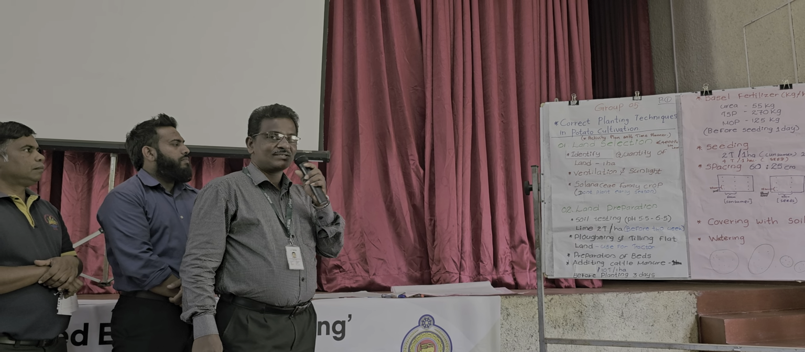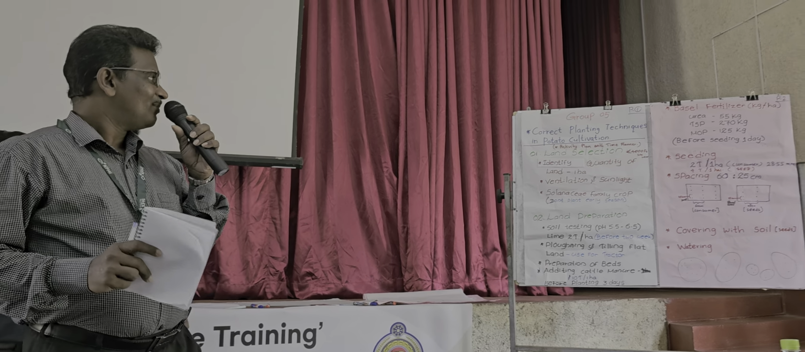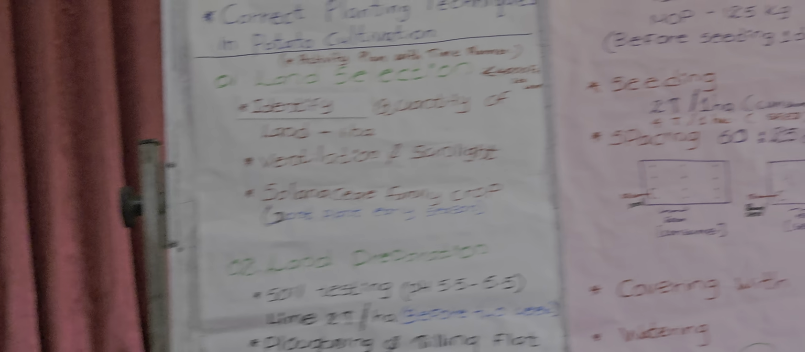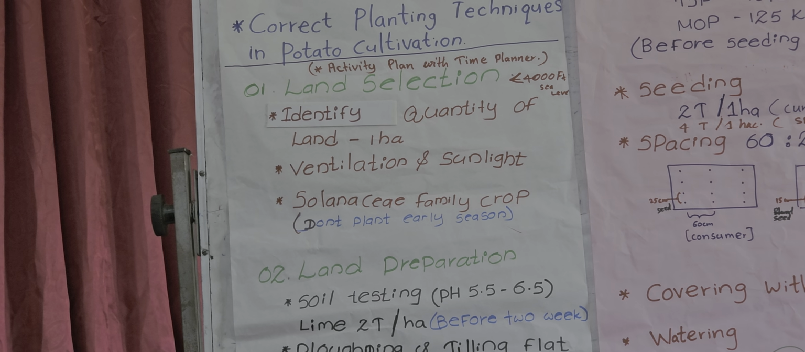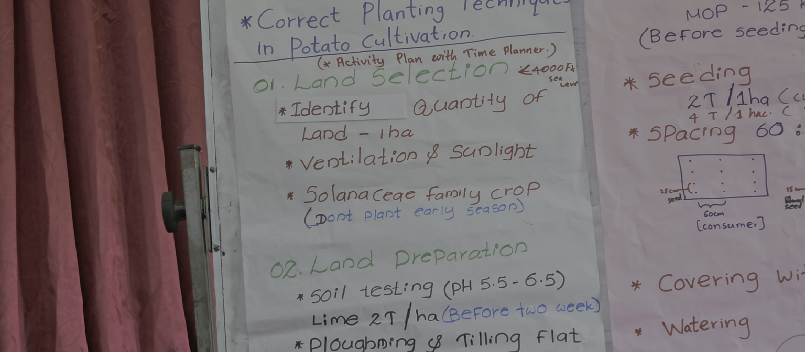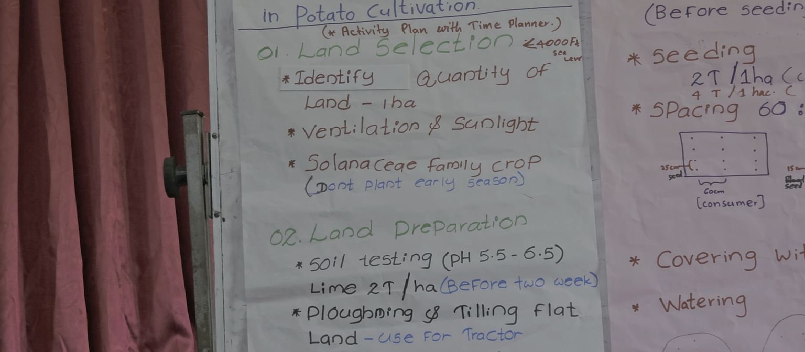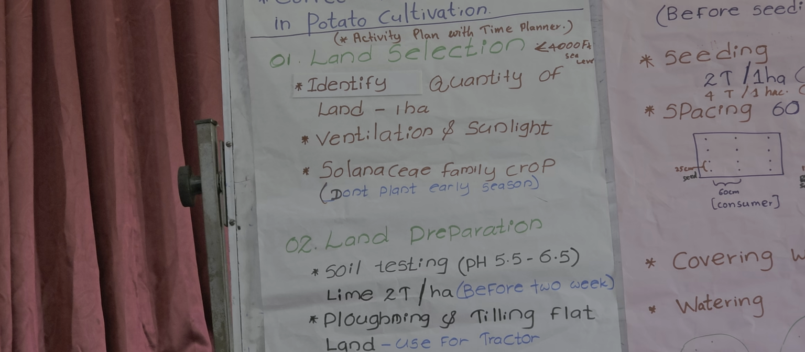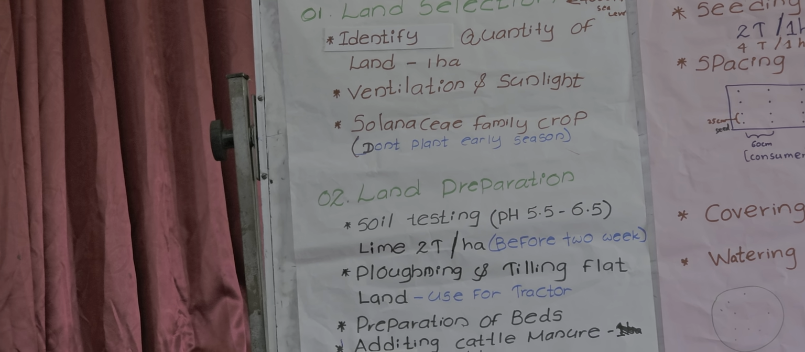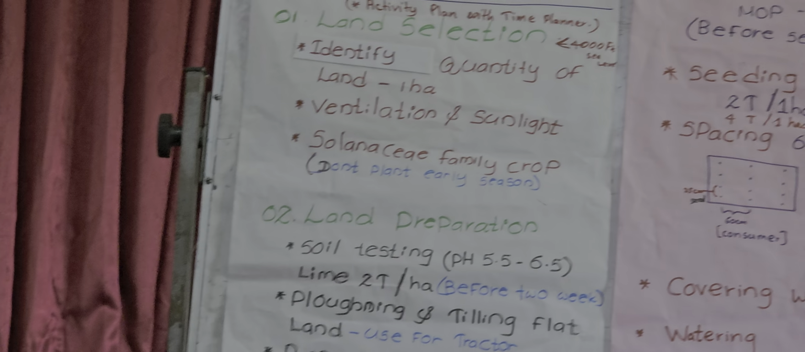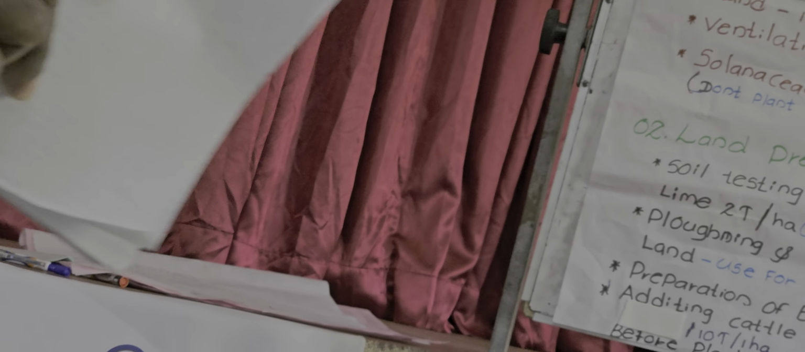First of all, we want to prepare an activity plan and time planner. This is very important because without a plan we can't succeed. Then these are seasonal crops, so time management is very important. First we are going to prepare the land. We want to select land at least 4,000 feet above sea level. Then we want to identify the quantity of land. We are talking about 1 acre as the sample.